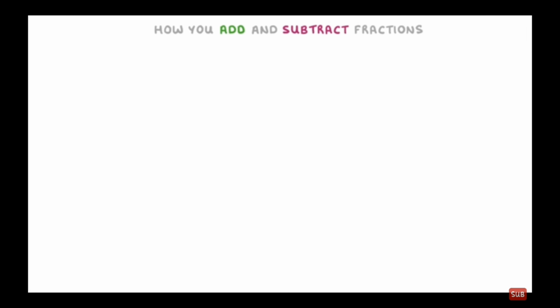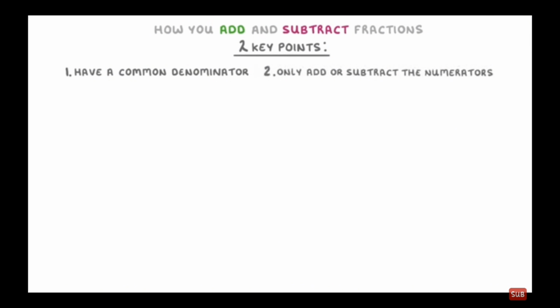We're going to look at how you add and subtract fractions. And there are really two key points you need to know. The first is that you have to have a common denominator, which means that the numbers on the bottom of your fractions need to be the same. And the second is that you only add or subtract the numerators, which are the numbers on top.